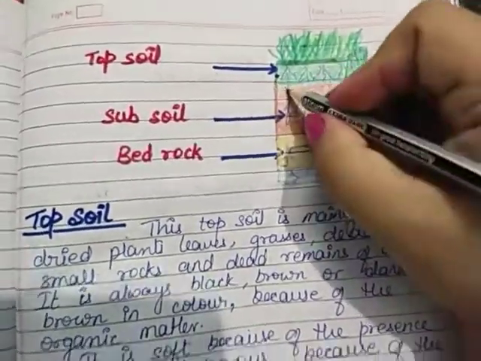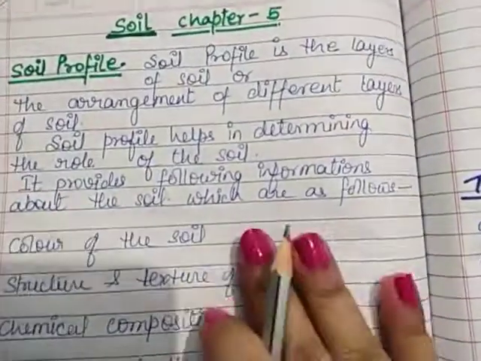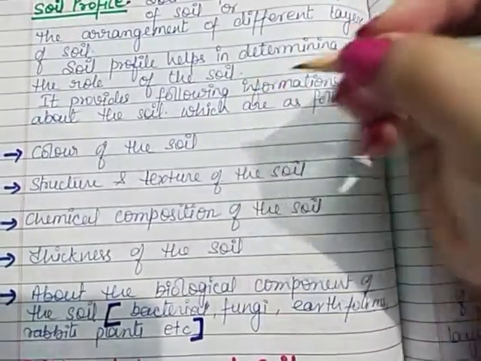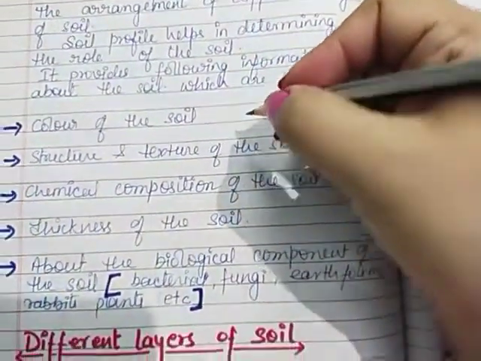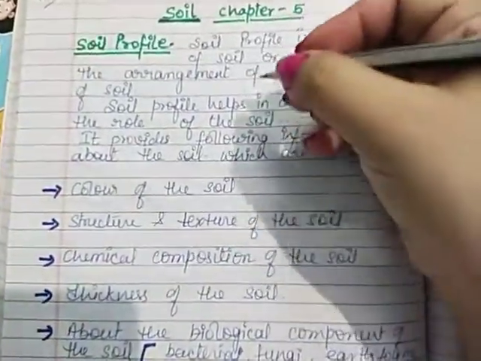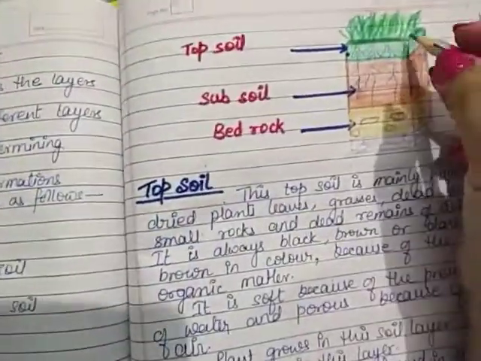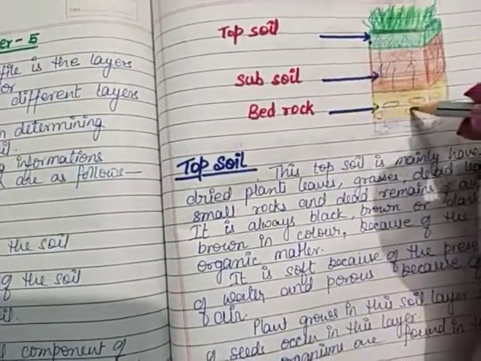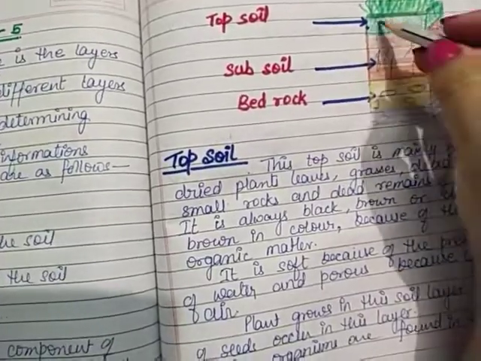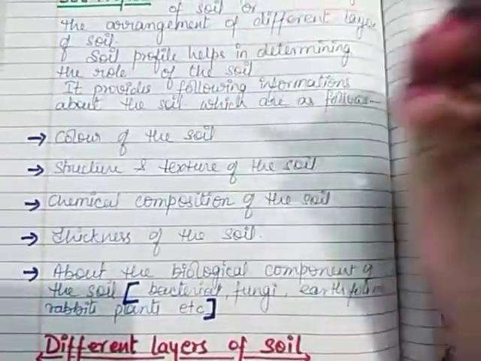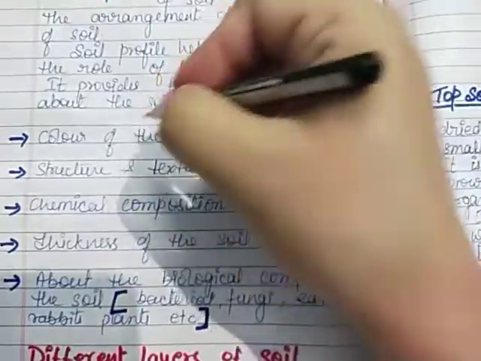So let us start with the soil profile. It provides the following information about the soil, which are as follows. First is the color of the soil. Of course, with the help of soil profile you can see the structure, and we can understand the colors. Here you can see the different colors, every layer having different colors. So the soil profile gives us information about the color of the soil.